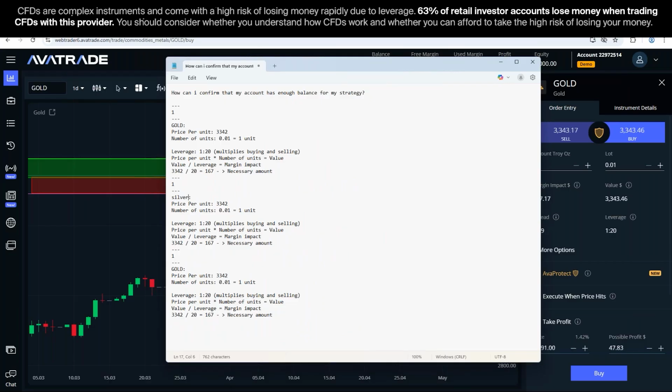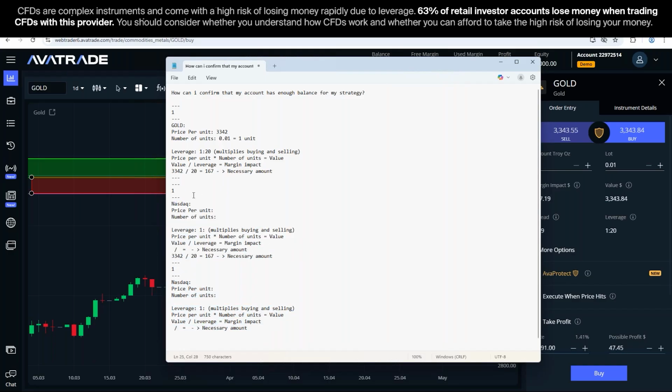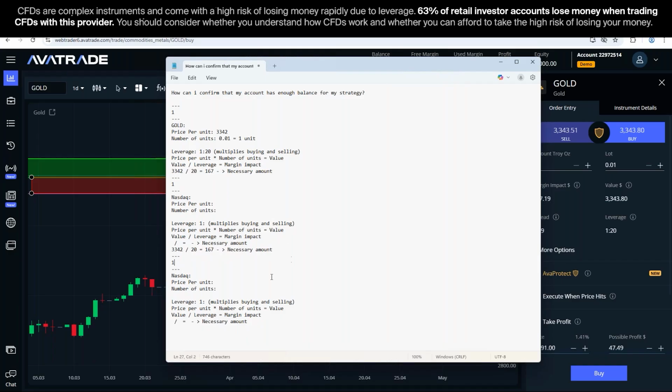Maybe the second one will be silver. The third one will be maybe NASDAQ as an example. Then we're going to change the number here. We're going to change the number here. And leverage also, and the number here and in here. Then we can just take that and work with a clean template, bring it back to silver.